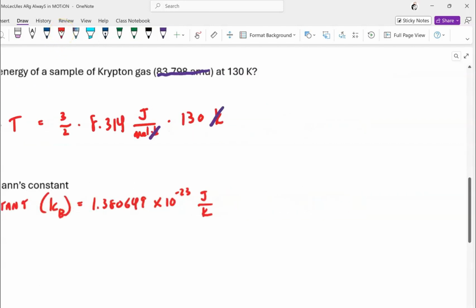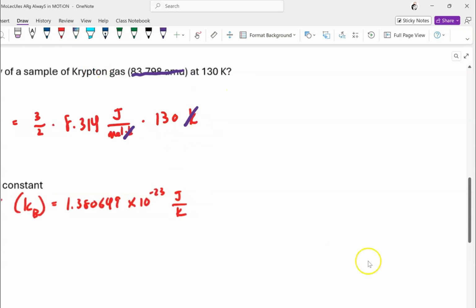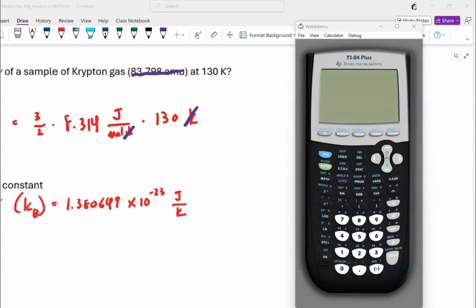I'm going to scoot this over, and let's bust out our calculator. Let me turn this on. We're going to say 3/2. I'm going to put that in decimal form, 1.5. And we'll say 1.5, same as 3/2, times 8.314. And then we'll multiply this by the temperature in kelvins, 130 kelvins.